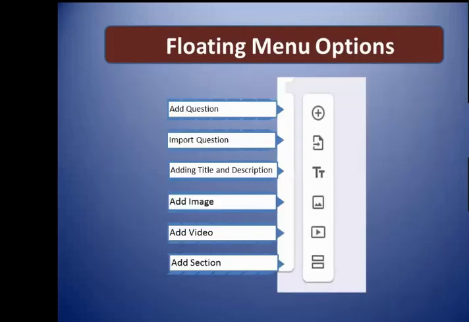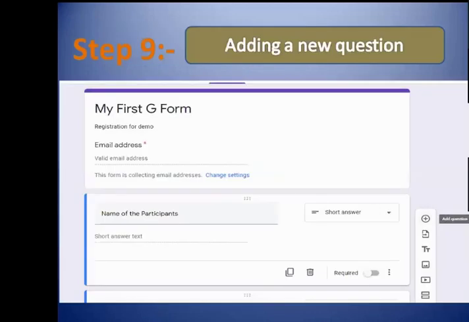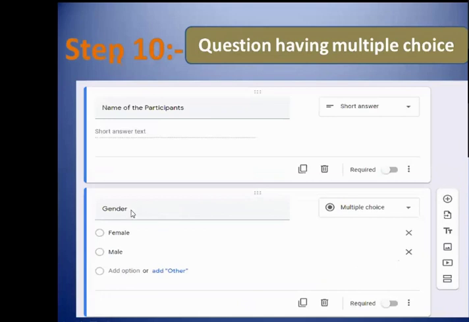Okay. Next, there are floating menu options available, like for adding a question, import question, adding title and description, adding image, adding video, adding section. We will see one by one. You can find it just beside your Google form. For adding a question, you just click on add question. When you click on add question, the next question will come here.